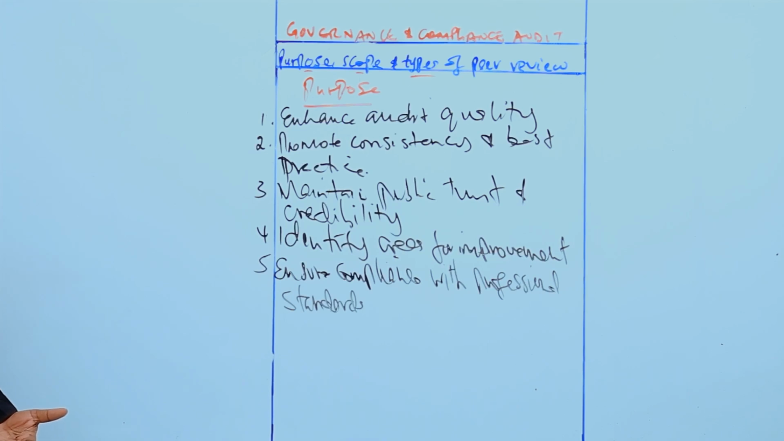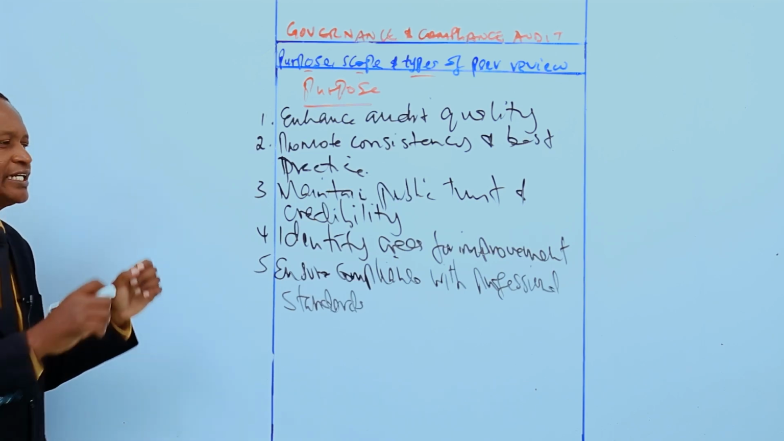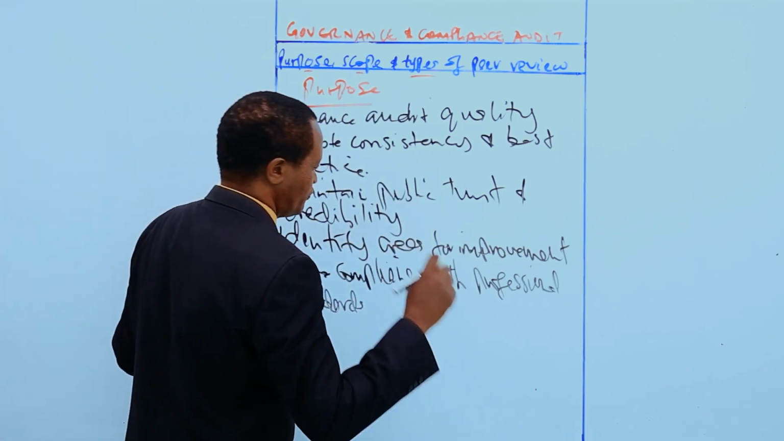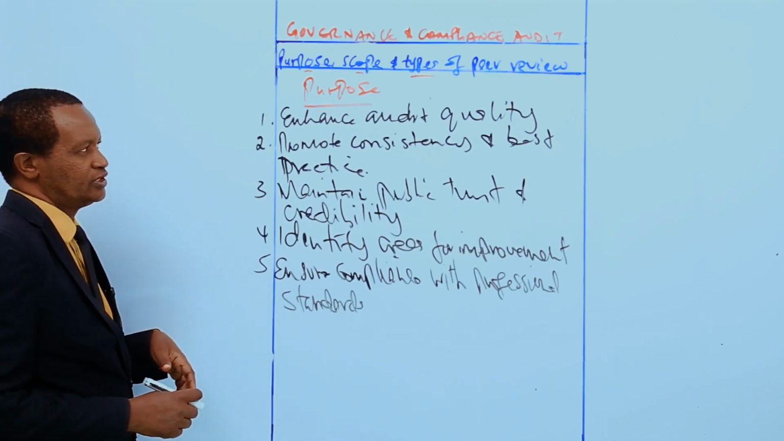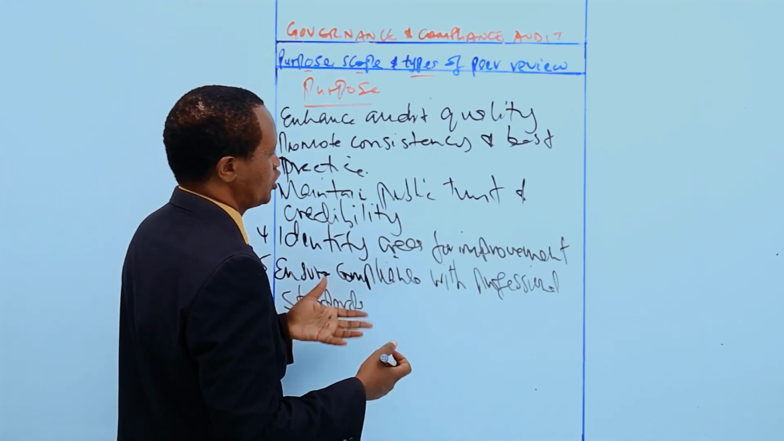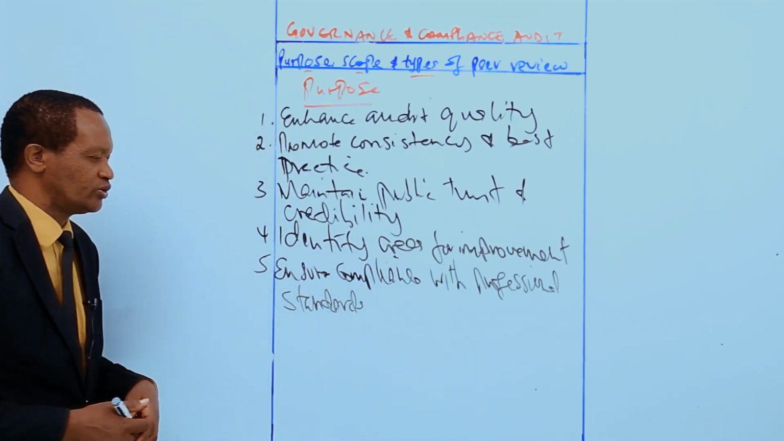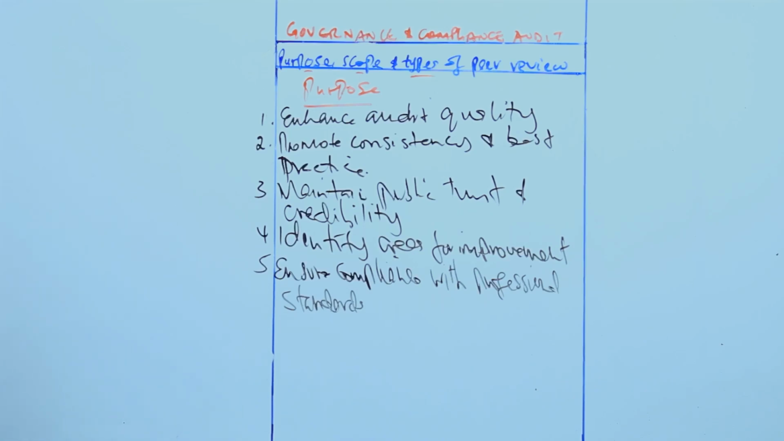Many of them issue these audits. I mean, they issue standards which mandate peer reviews for firms or internal audit functions conducting audits under their standards. And that ensures adherence to the professional requirements. So peer reviews help to ensure compliance with professional standards.